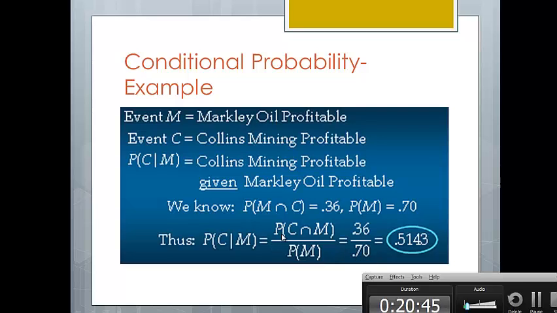Then what is the probability that both Collins Mining and Markley Oil are profitable? That's the intersection there. We know that that is going to be 36%. So the probability that Collins Mining is profitable, given that I know that Markley Oil was profitable, is going to end up as 36% divided by 70%, or 51.54%.